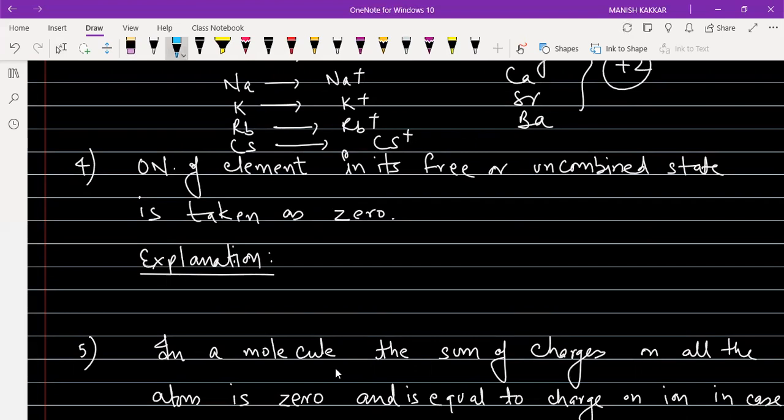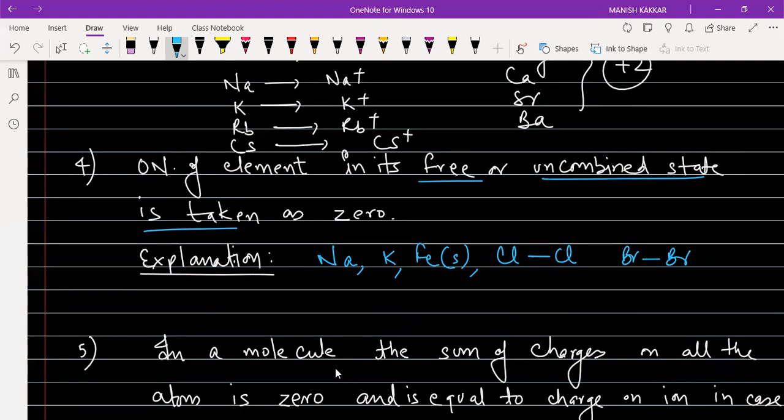द फोर्थ रूल सेज ऑक्सीडेशन नंबर ऑफ एन एलिमेंट in its free or uncombined state is taken as 0. अगर मैं आपसे ये पूछूं कि सोडियम का ऑक्सीडेशन नंबर क्या होता है, तो आप बोलोगे सोडियम इज नॉट फॉर्मिंग एनी बॉन्ड, देयर इज नो चार्ज प्रेजेंट ऑन इट, therefore the oxidation number is 0. Potassium, iron, what is the charge on these element? It is 0.